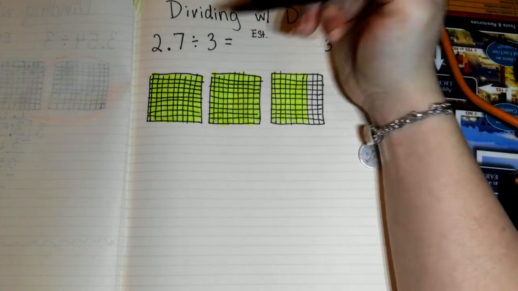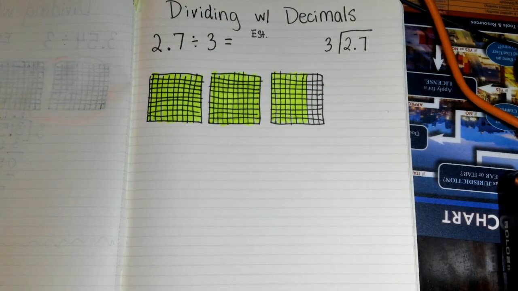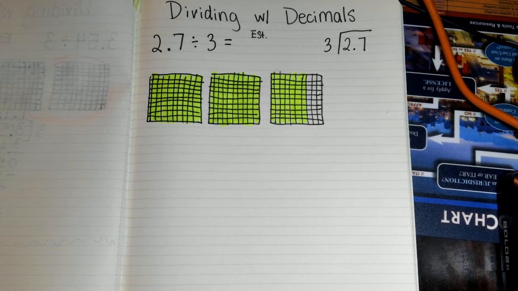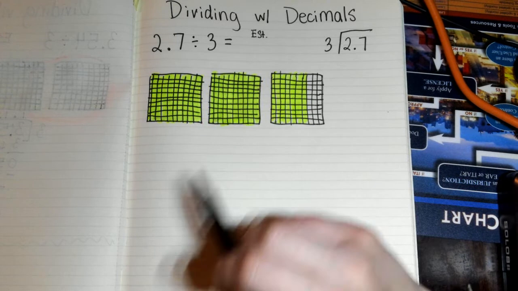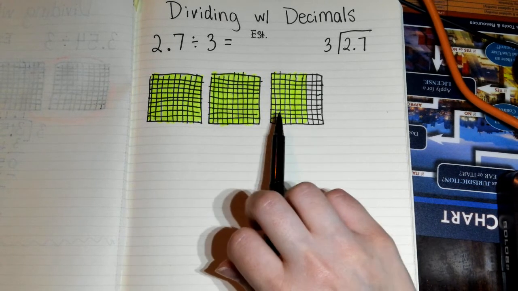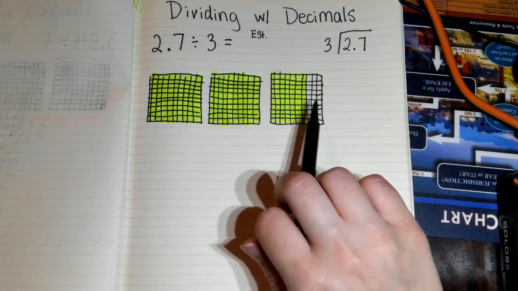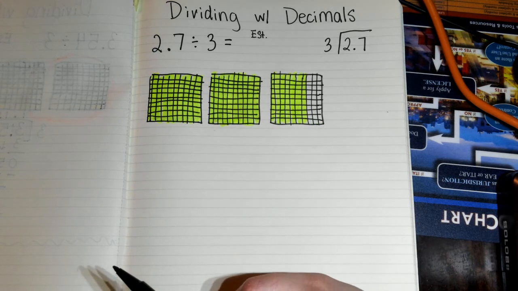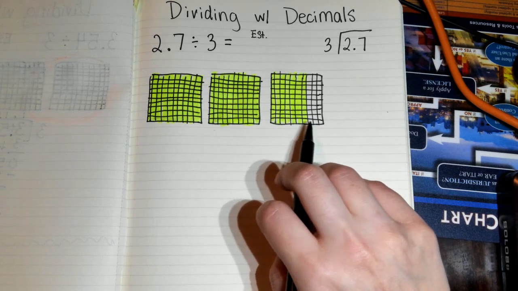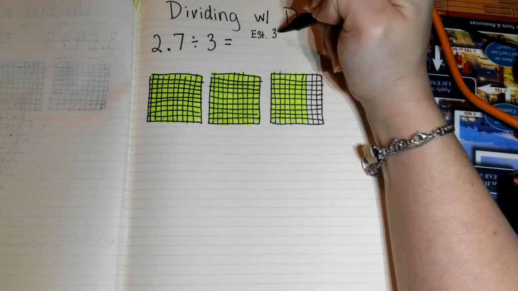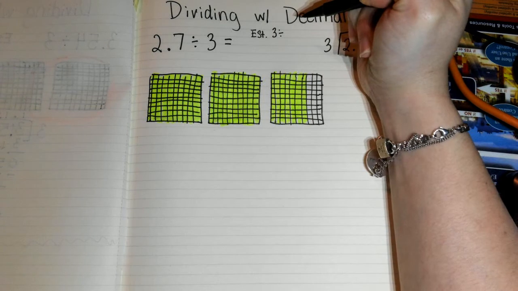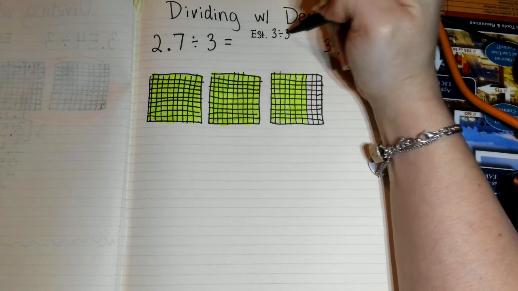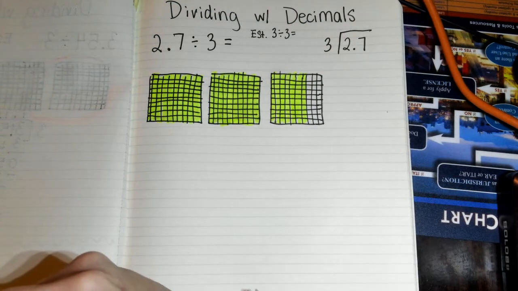Now, what would you round 2.7 to? If you had to round 2.7 to a whole number, what would you round it to? 2 and 7/10. Look at the grid. If we wanted that to be a whole number, would we get rid of all of this and go to 2 wholes, or would we probably just fill in this rest and get to 3 wholes? Yeah, we'd probably just fill in this 3/10, right? So it would be 3 wholes divided by 3. So what is 3 divided by 3?